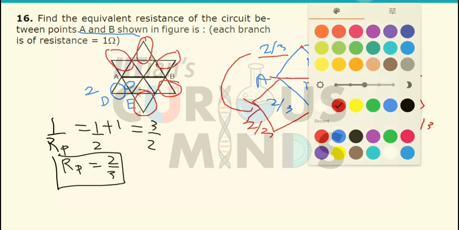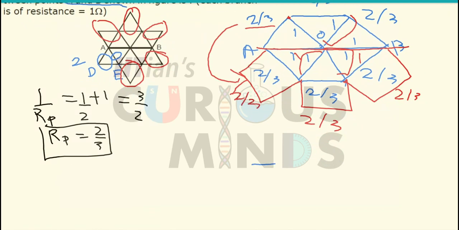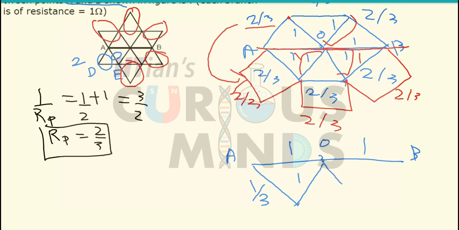So I will again draw an equivalent circuit. Let these points be A and B, and let the center point be O. This is 1, this is 1. There is a resistance which is equal to 2 by 3, and 2 by 3 in parallel will give me 1 by 3. This is a 1 ohm resistance, this is a 1 ohm resistance, this will be equal to 1 by 3, and this will again be equal to 1 by 3.